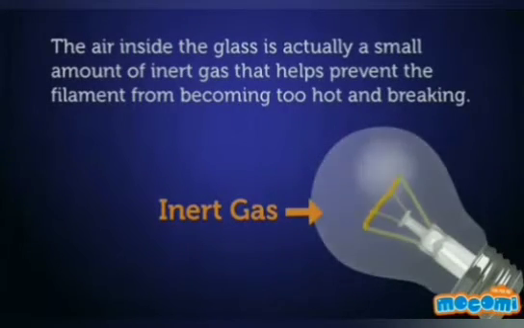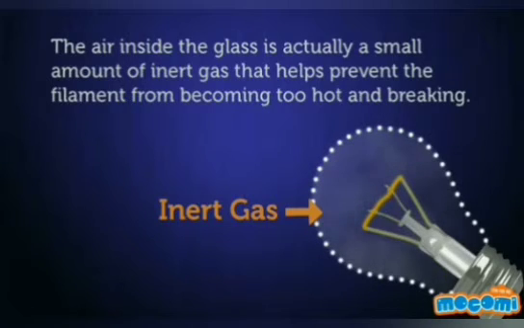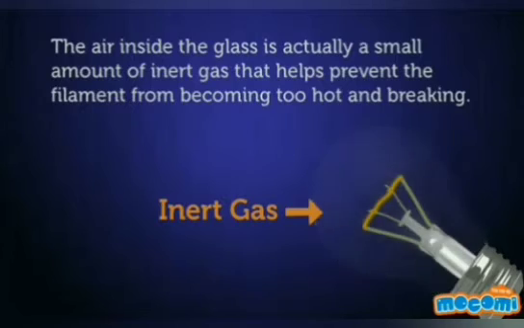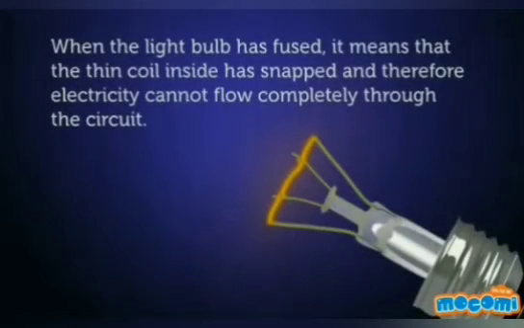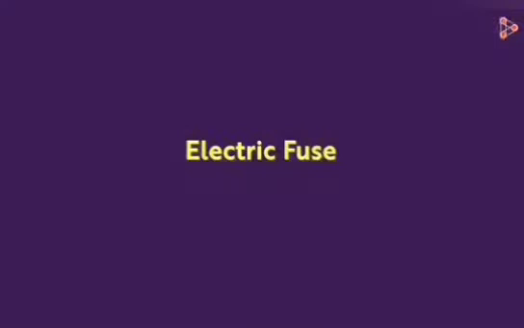The air inside the glass is actually a small amount of inert gas that helps prevent the filament from becoming too hot and breaking. When the light bulb has fused, it means that the thin coil inside has snapped and therefore electricity cannot flow completely through the circuit.